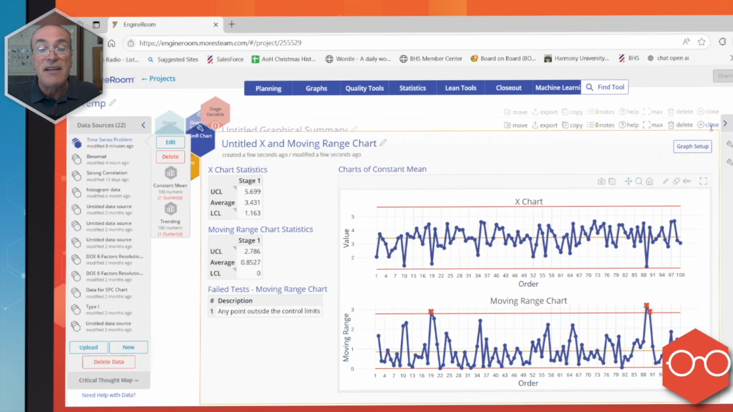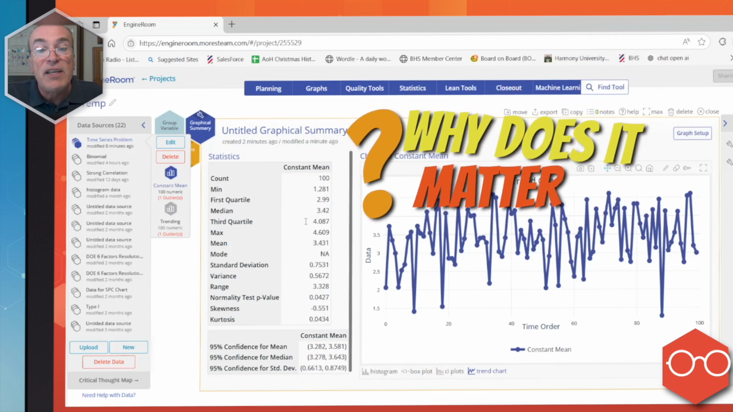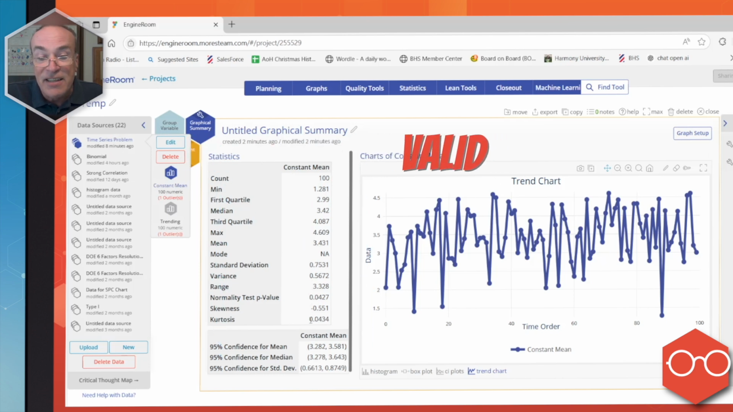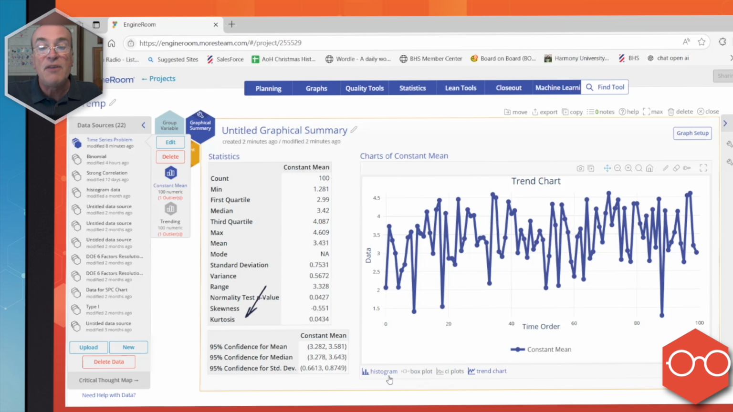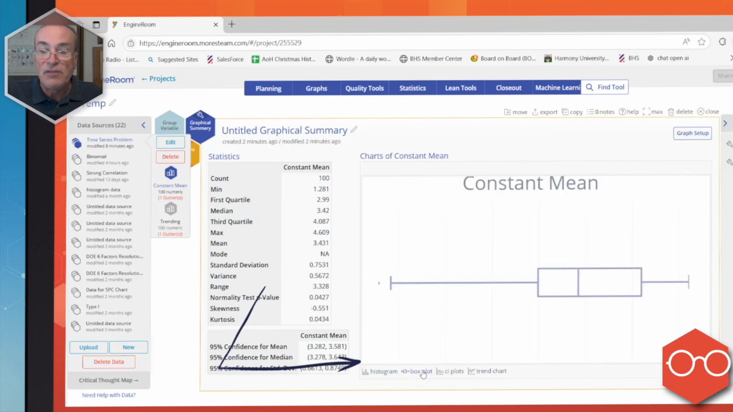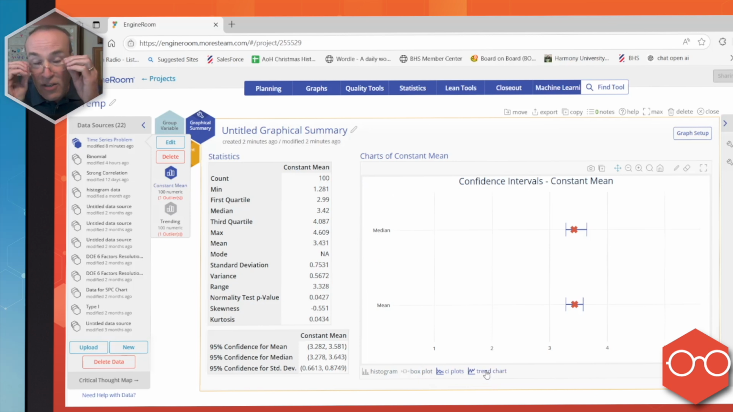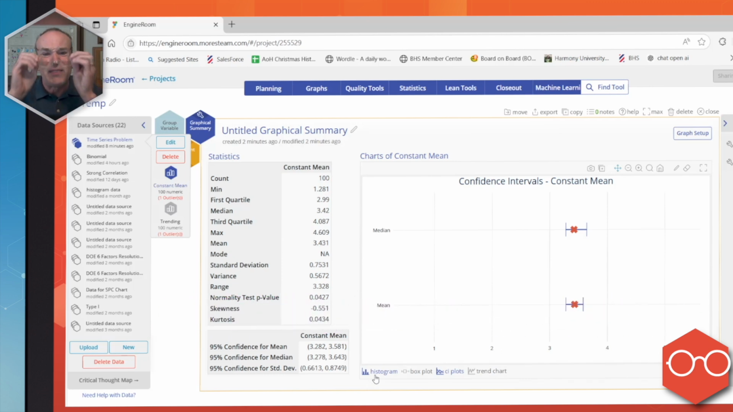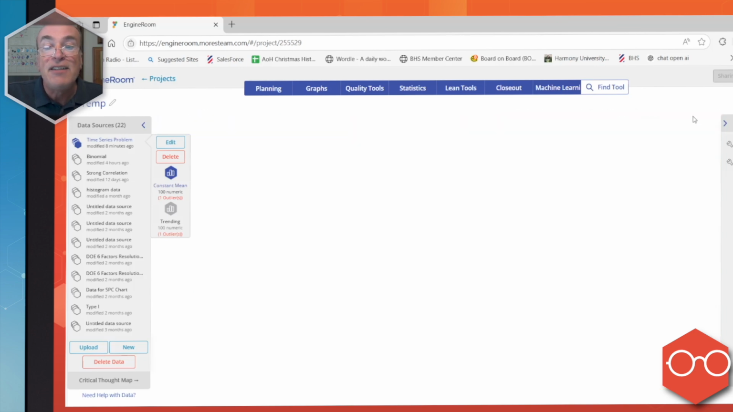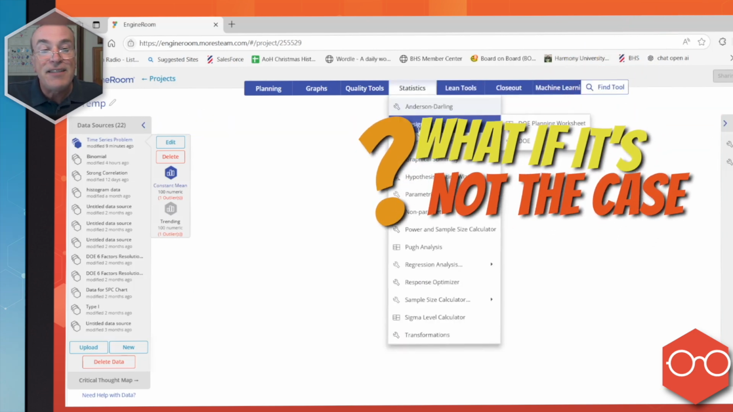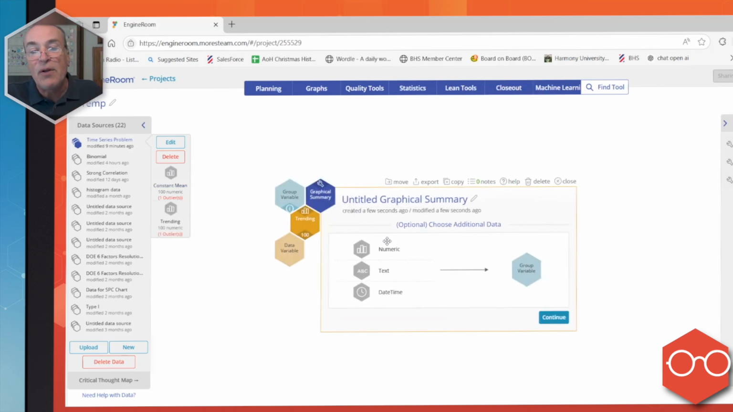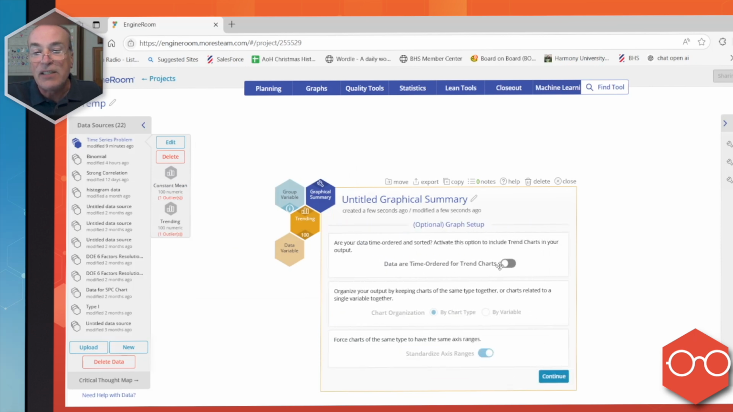So we verified that. Now, why does it matter? Because now all of these statistics over on the left-hand side are valid. All of my graphs here, my histogram, my box plot, my confidence interval plots, all of these I can use in assessment of my process, whatever that data might represent. All right. But the purpose of this presentation is what if that's not the case? So this is exactly the same set of data, but it's organized just slightly differently.